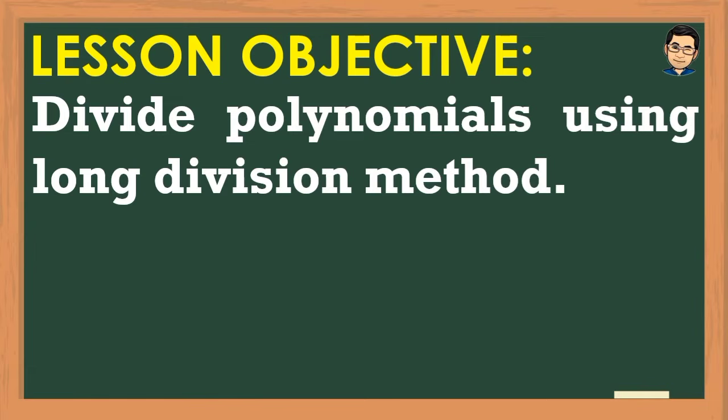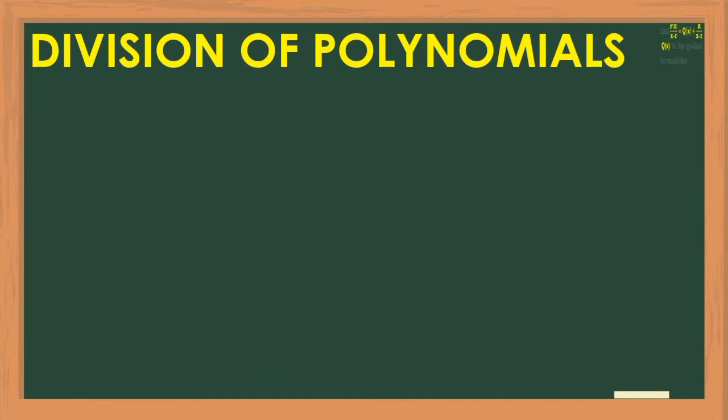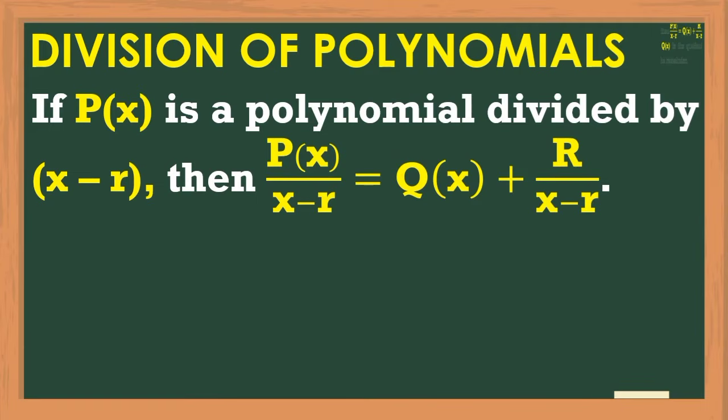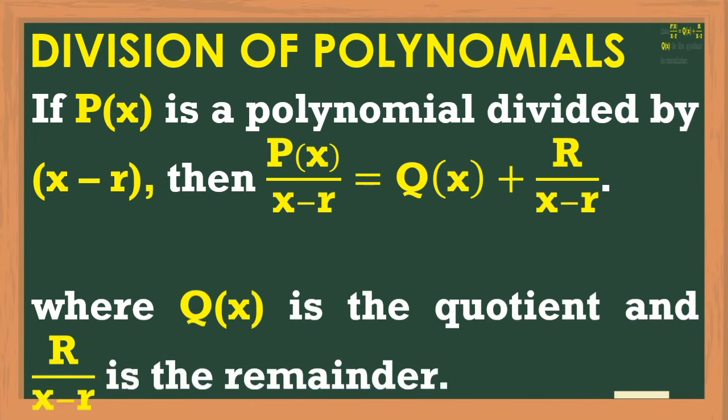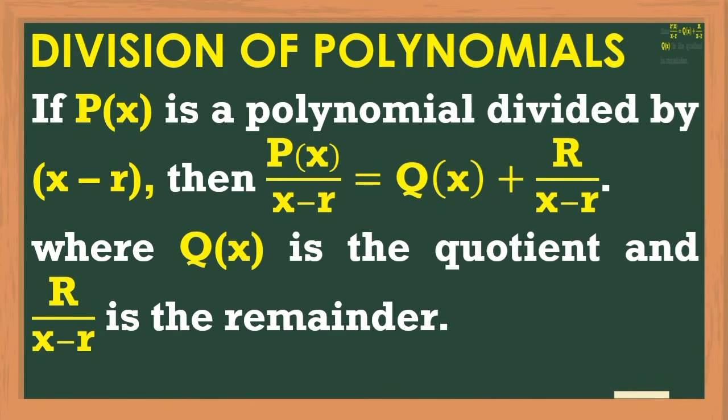From the word long, ibig sabihin, mahaba po yung process. So let's have division of polynomials. If p of x is a polynomial divided by x minus r, then p of x all over x minus r equals q of x plus r all over x minus r, where q of x is the quotient and r all over x minus r is the remainder.